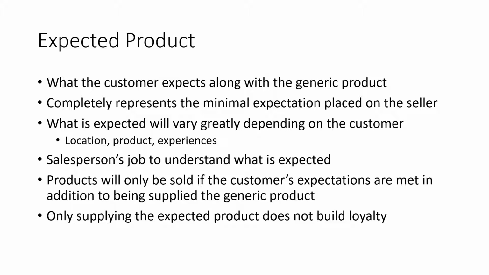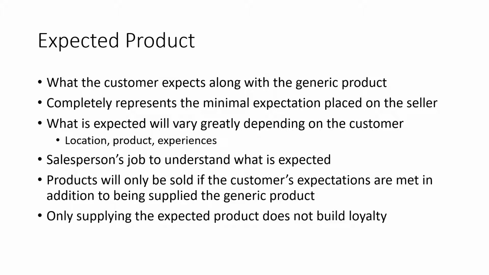A salesperson's job is to understand what is expected, and this can be very difficult, but it is one of the largest jobs of the salesperson because they not only need to know what to sell the customer, but also what all the benefits are and other additional items that they're expecting to receive along with the generic product. Products will only be sold if the customer's expectations are met in addition to being supplied the generic product.